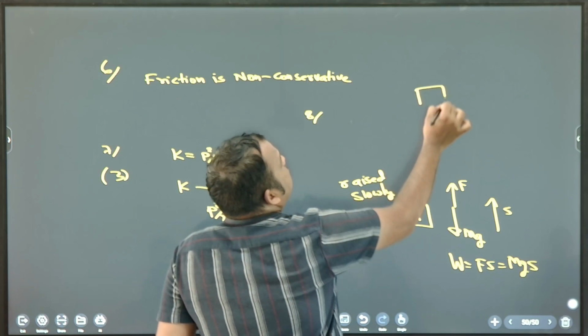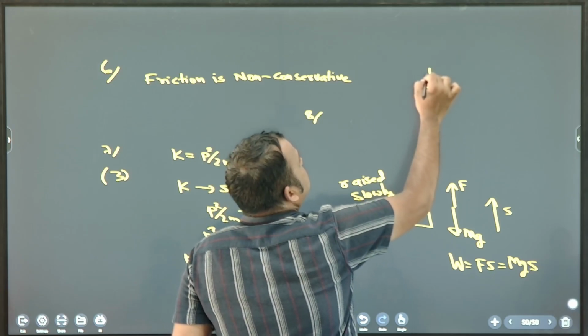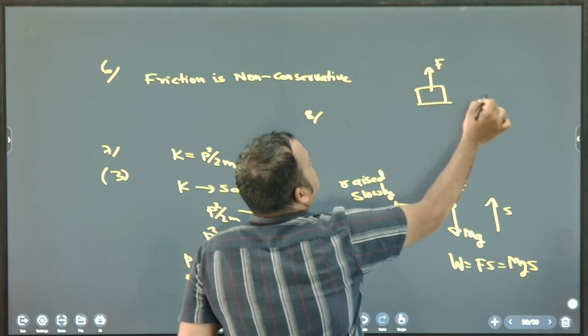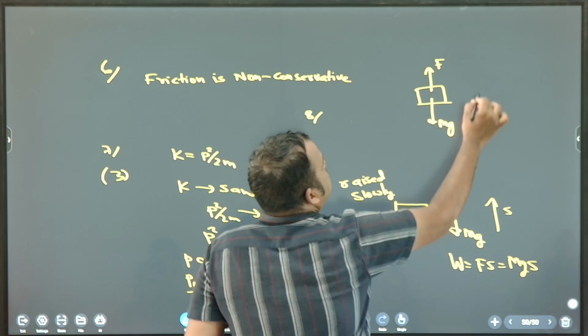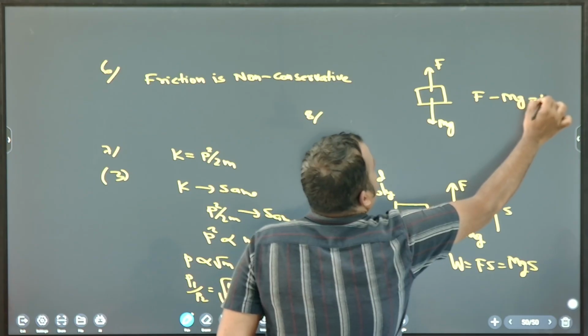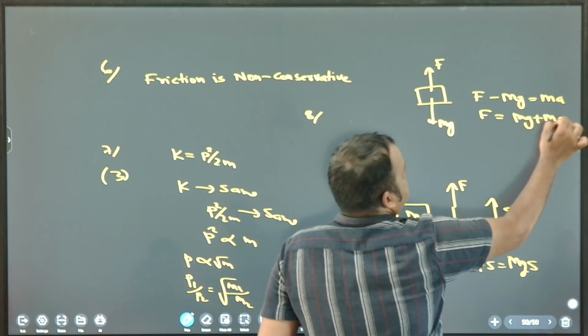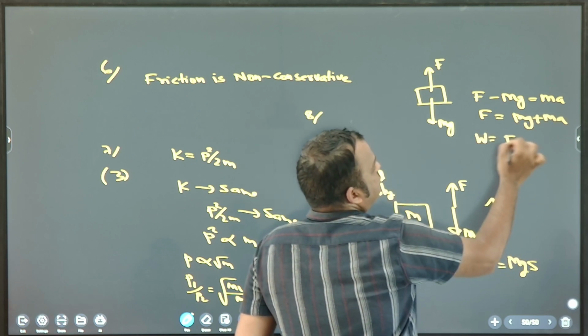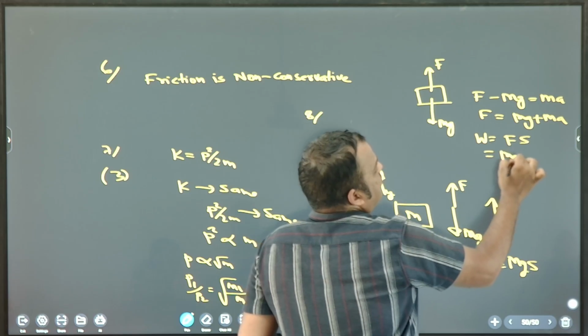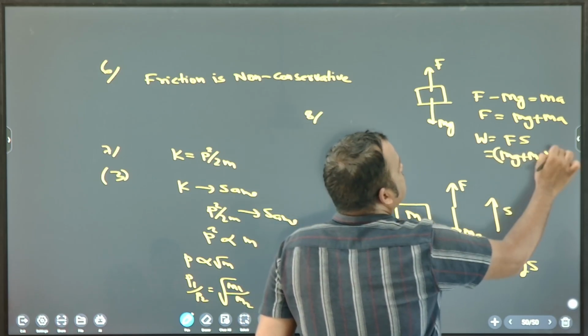But suppose you are raising it fast, suddenly, so acceleration will be there. So F minus mg is equal to ma. So what is F? Mg plus ma. So what is the work done? Fs, so (mg plus ma) into s.